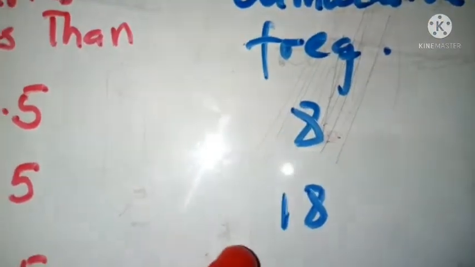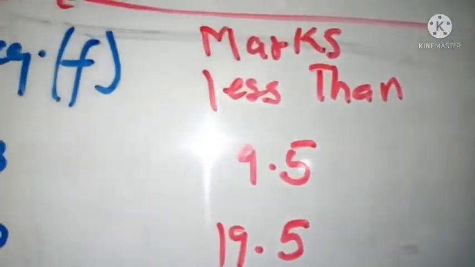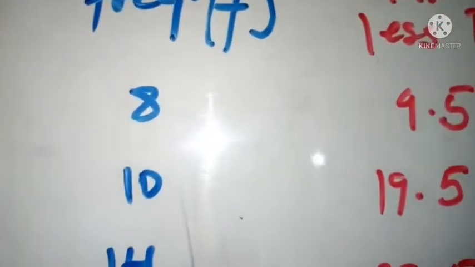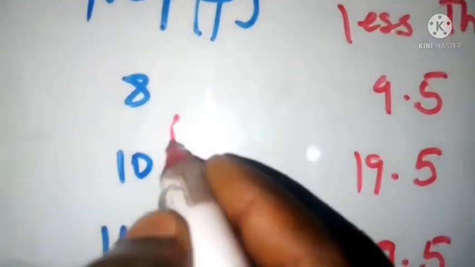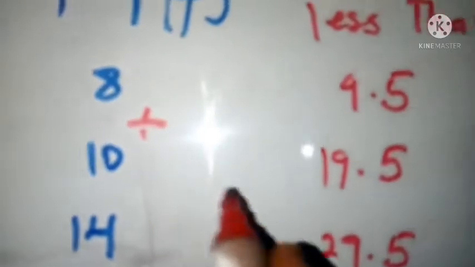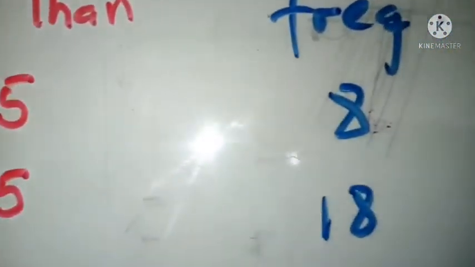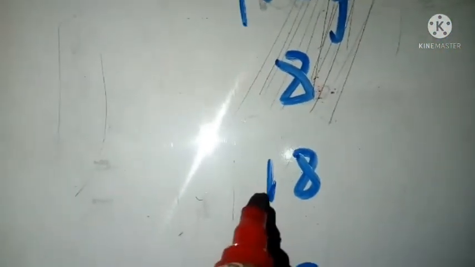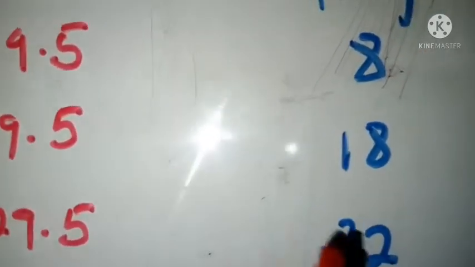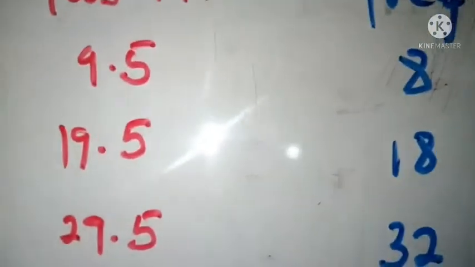So how do you get the next one? For you to get the next cumulative frequency, you have to add this plus that, right? So 8 plus 10 will give me what? The next line. So 8 plus 10 will be 18. That's how I got the 18 here, right? For you to move on, we are accumulating step by step.